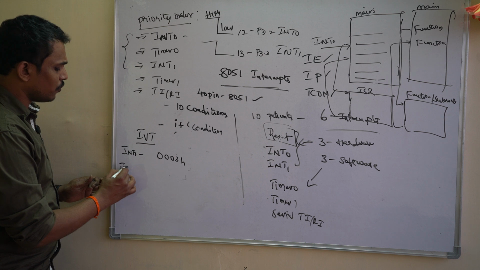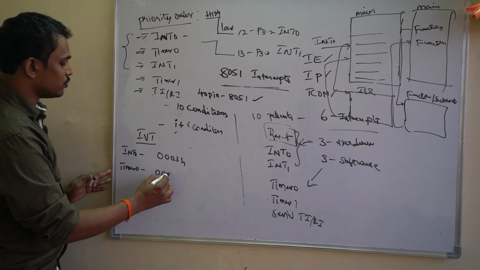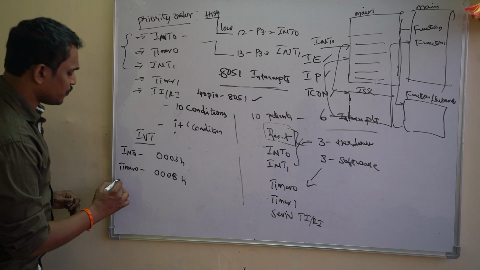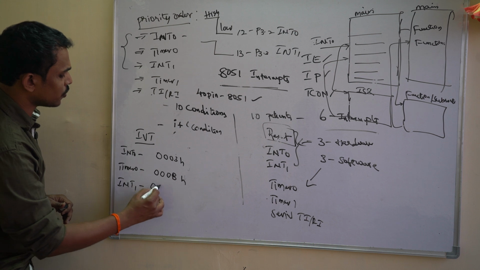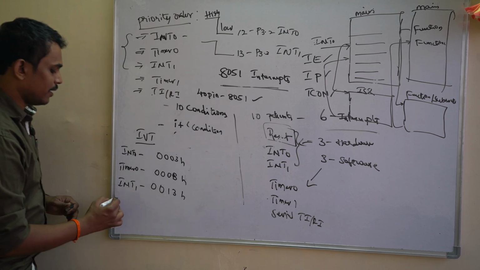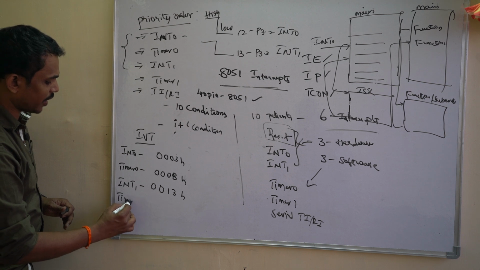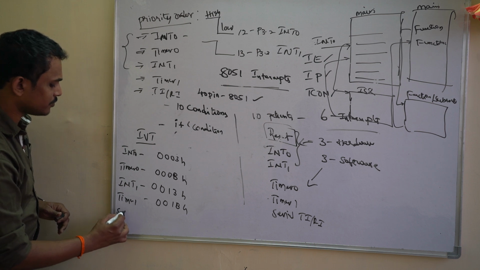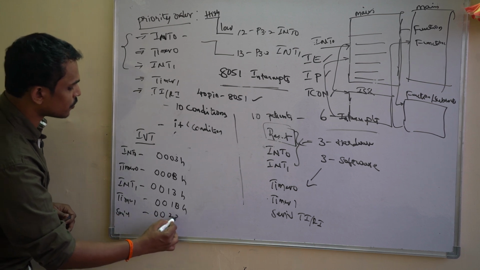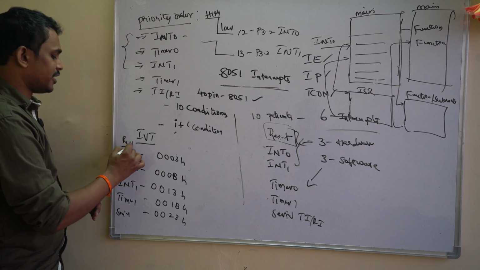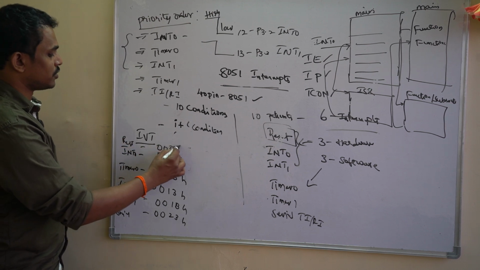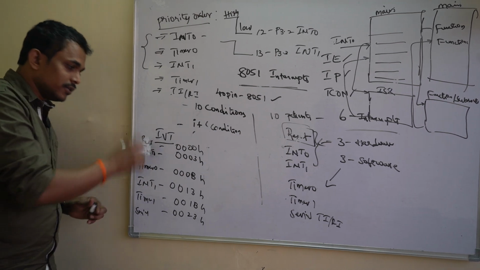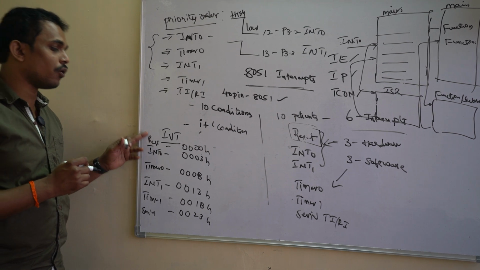and for Timer 0 it is 000BH, and next for INT 1 it is 0013H, and next the Timer 1 ISR is stored at 001BH, and the serial interrupt is stored at 0023H. And obviously the address of reset is 0000H.